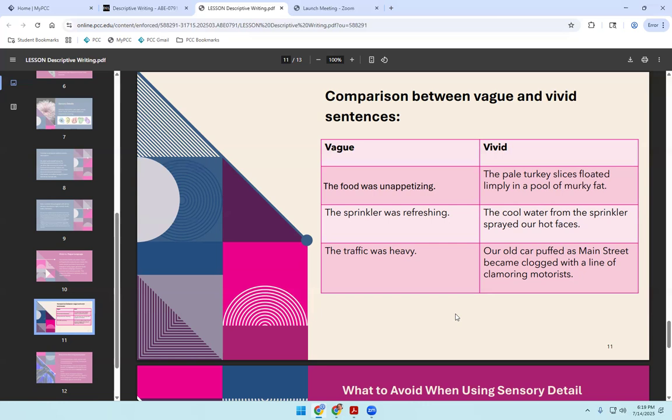Vague language, the traffic was heavy. More specific, our old car puffed as Main Street became clogged with a line of clamoring motorists. So some good verbs in there, clogged. It's not just heavy traffic, they're all clogged up. Making sense?